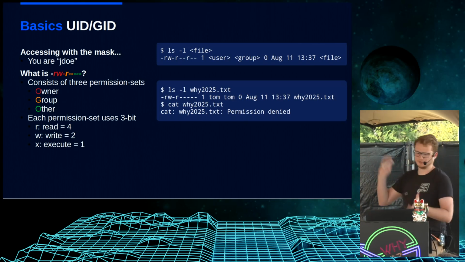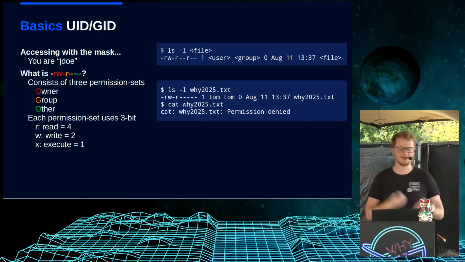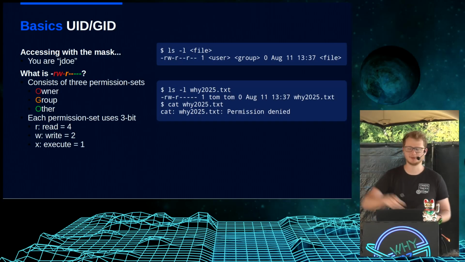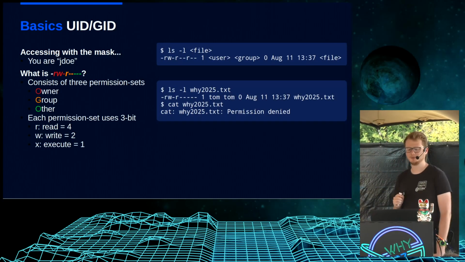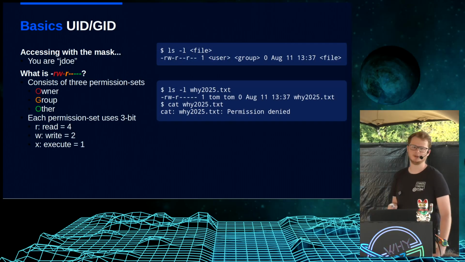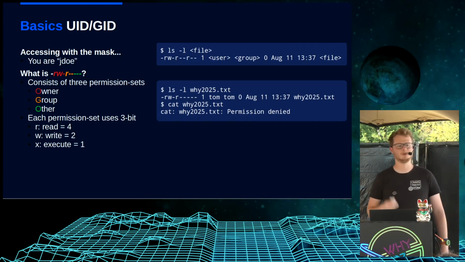So let's play this through. We have this file, we are getting the file, and of course we're getting a permission denied, because this file is owned by Tom, and we are not Tom. And if you're taking a look at the permissions, this file is only readable for the user Tom, as well as the group Tom. So yeah, of course we cannot access it.